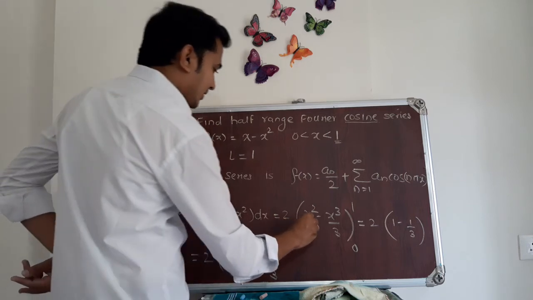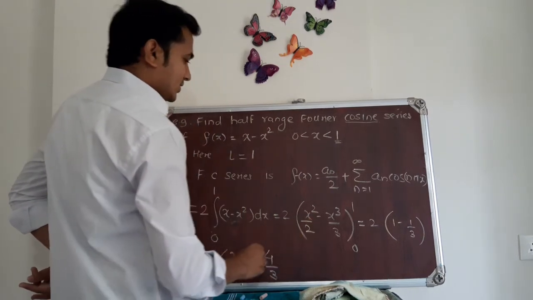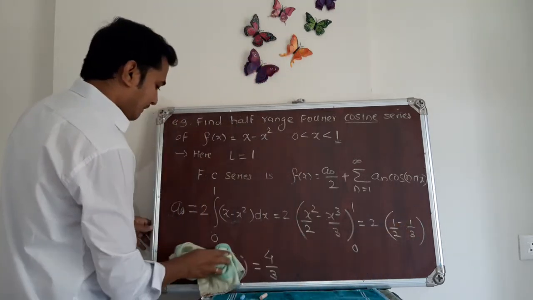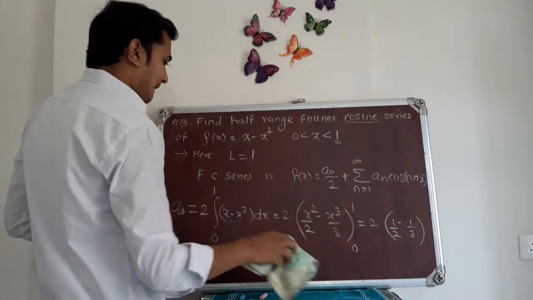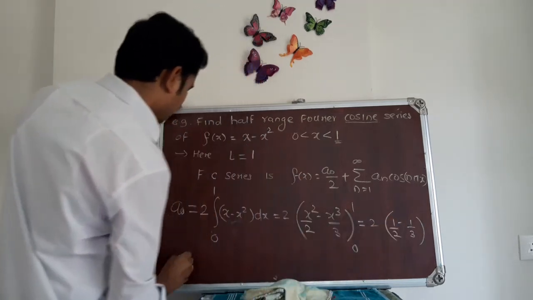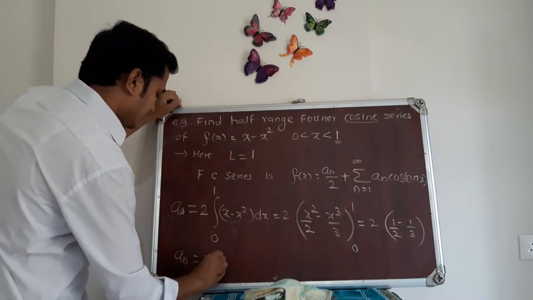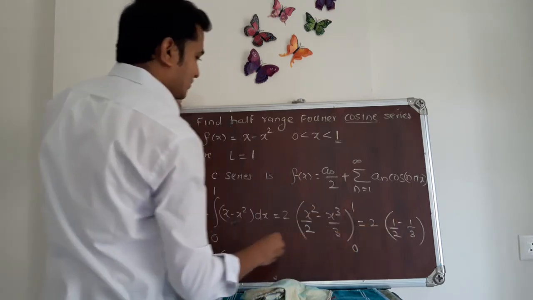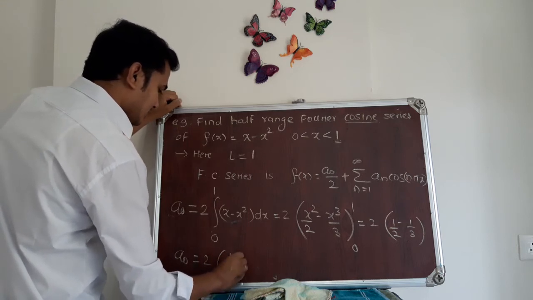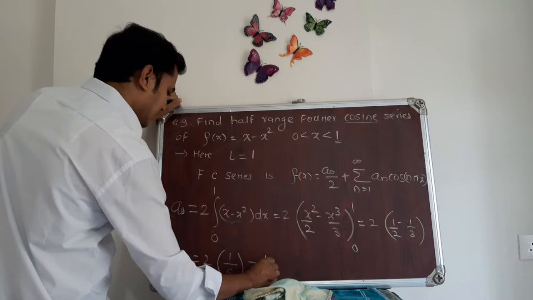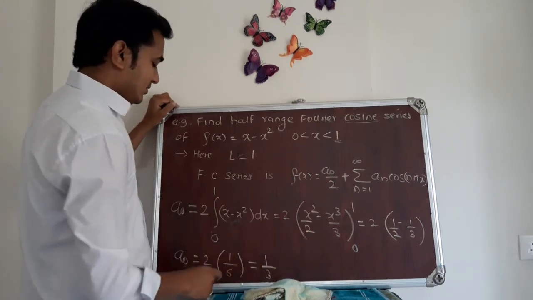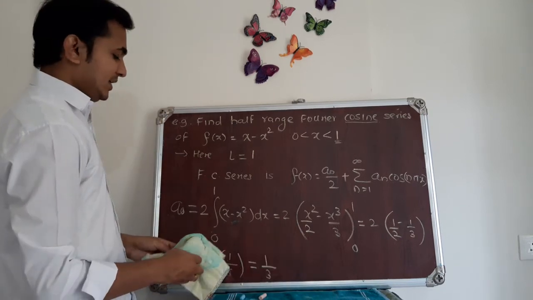Oh, this is x square by 2. Sorry. This is x square by 2. So this becomes 1 by 2. So 3 minus 2, a naught is equal to 2 into 3 minus 2 is 1 by 6. So it is 1 by 3. Okay. This is x square by 2. So a naught is 1 by 3. Alright.